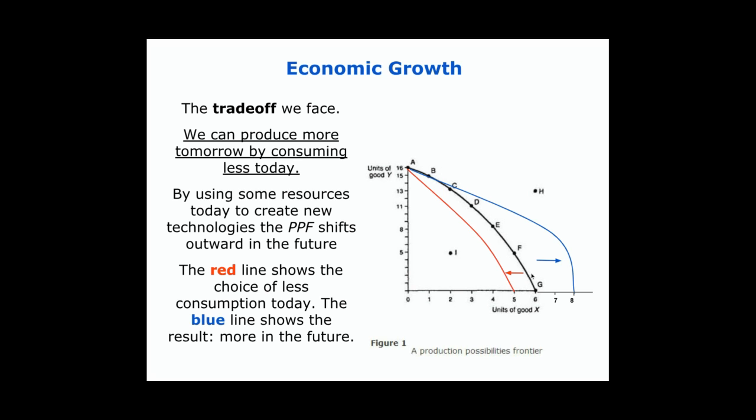So the red line shows us less consumption today, and the result of that will be more production and therefore more consumption tomorrow. So we're able to push the PPF out to the blue line by consuming less today. And so here the production possibilities frontier is showing us the choice we have to make between the present and the future, between current consumption and future consumption.